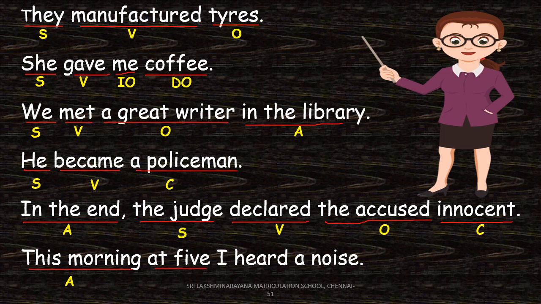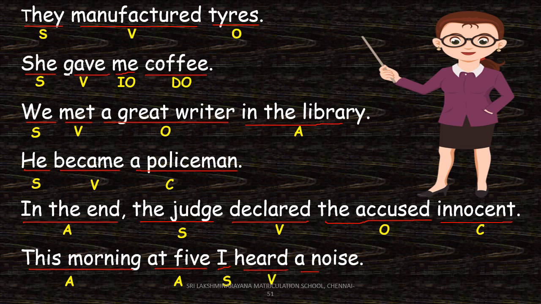Next one, at 5. So again, it denotes the time. So you ask a question, at what time did I hear a noise? At 5. So at 5 is again an adjunct. And I is the subject. And heard denotes the action. So heard is the verb.